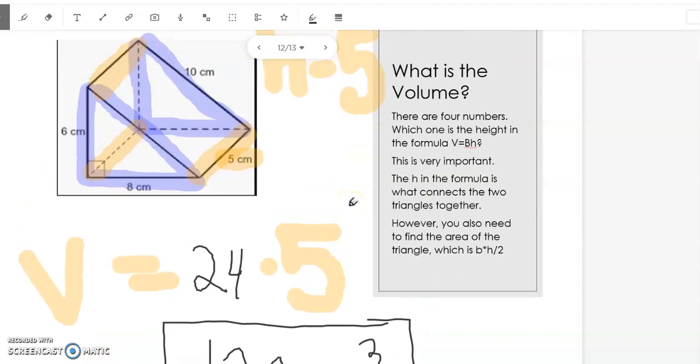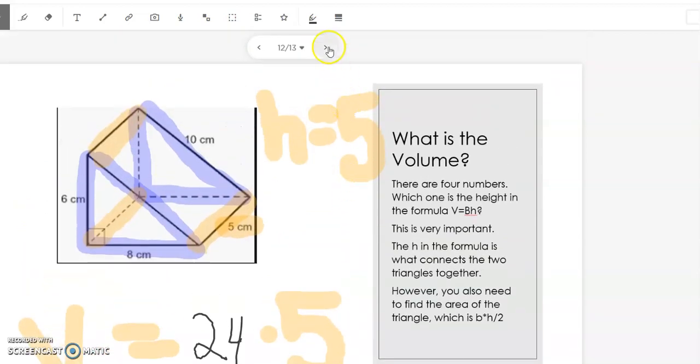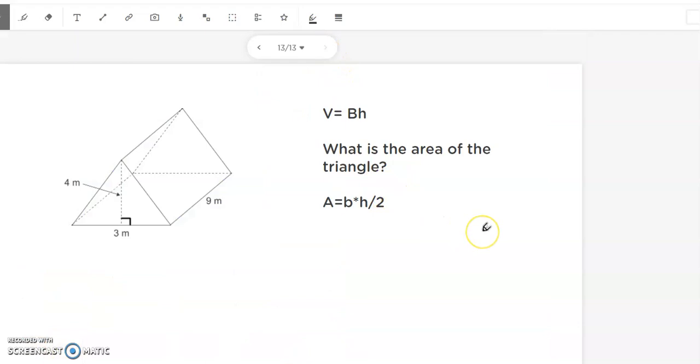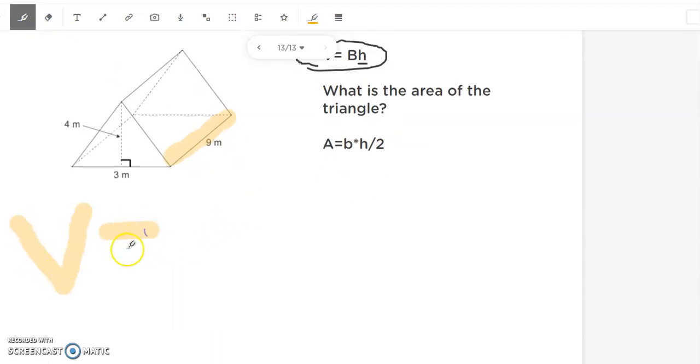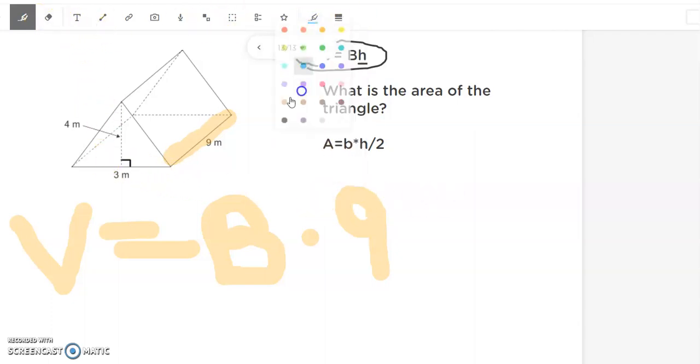All right. Now I know I went through that kind of quick, so let's do this one again. So I want to know what is the volume. So what is my height? What is this lowercase h in my formula? Well, what connects the two triangles together? This 9. So I'm going to rewrite my formula. I got my capital B. Now I can substitute in my 9. I know that part. So all that's left is finding the area of the triangle.